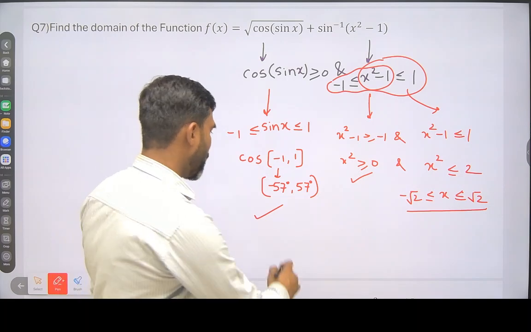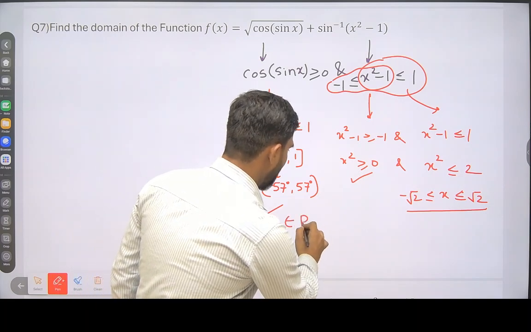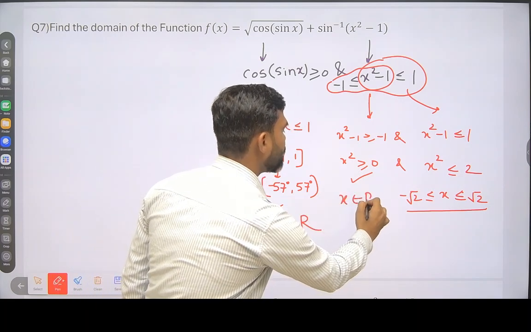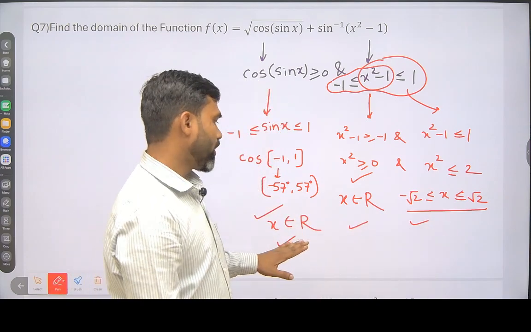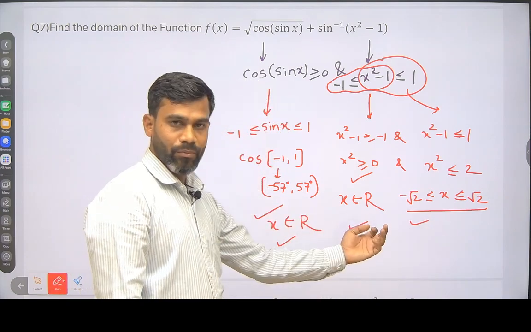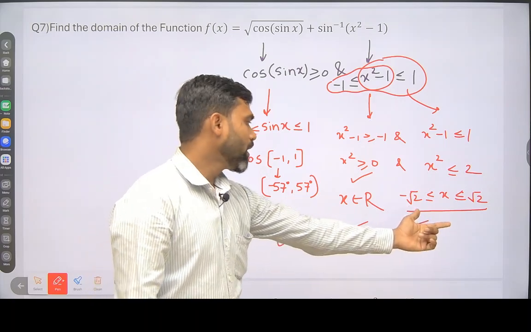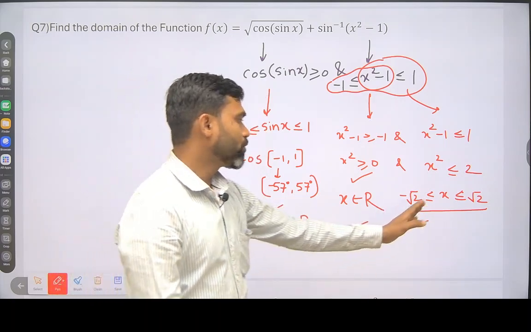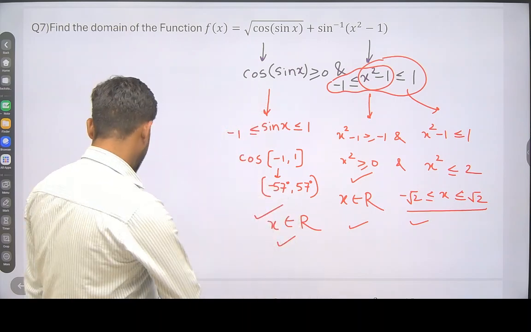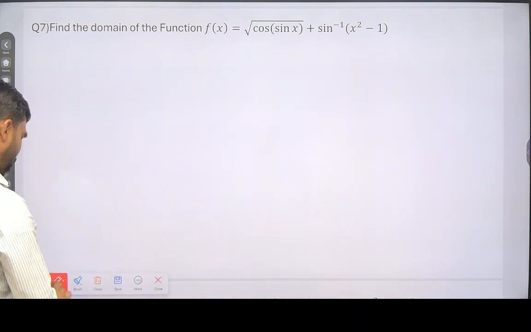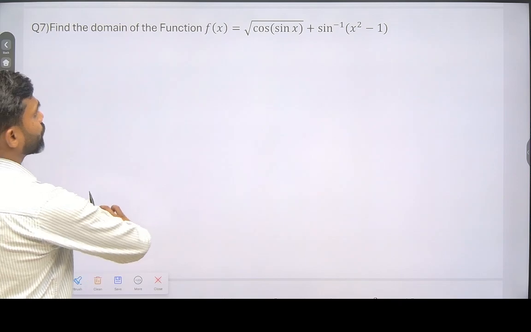Here x belongs to R we have got. So intersection, I mean we have got R from this condition and this condition, and here also we have got minus root 2 to root 2. So the final answer will be this, right? Okay. Next, let us move to the next question.